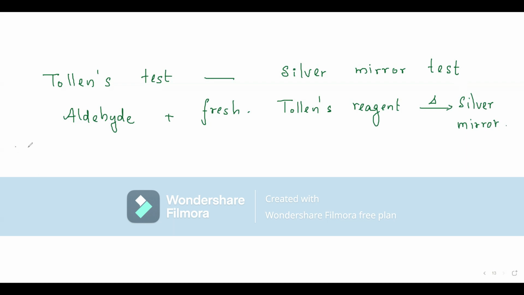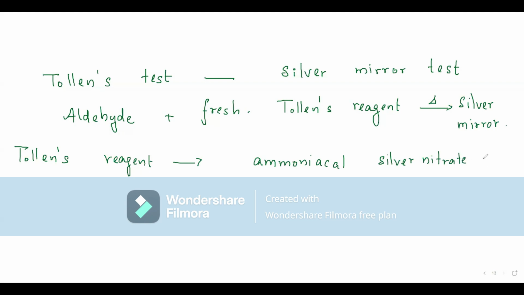If the compound taken is an aldehyde, then a silver mirror can be seen at the sides of the test tube. Now, question number 1, what is Tollens reagent here? Tollens reagent is ammoniacal silver nitrate solution. You must study this. So you now know the source of the silver mirror: ammoniacal silver nitrate solution. That is called Tollens reagent.